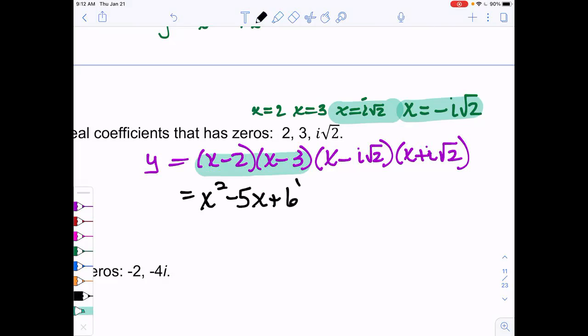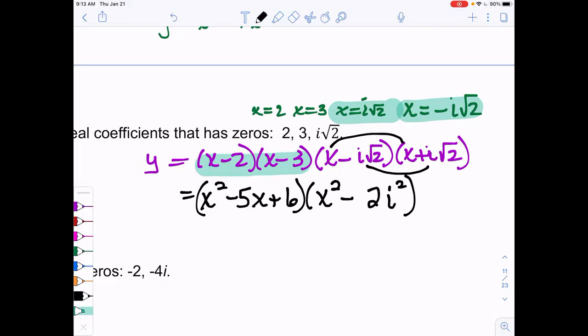So when you're FOILing, FOIL the real numbers together because they're like terms. Think of them as the same type of zero. And then we're going to FOIL the imaginary together as well. I know my middle terms are going to cancel, so I'm going to worry about the first terms and the last terms. So that's an x squared. And then it's i times i makes i squared. The square root of 2 times the square root of 2 just makes 2.